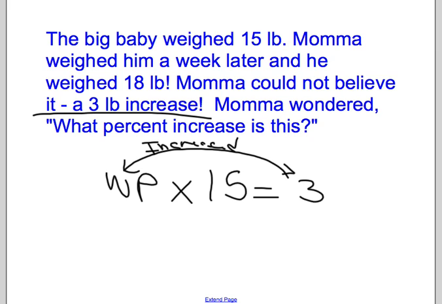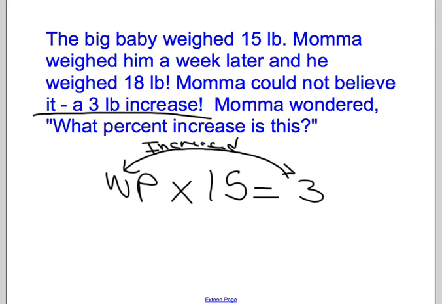What are we looking for? What did the question ask for? It's what percentage? The increased percent. So we have to put the number 3 here in this situation. Okay? It wasn't just wanting the percent of 15 is 18. It just wants the increase.